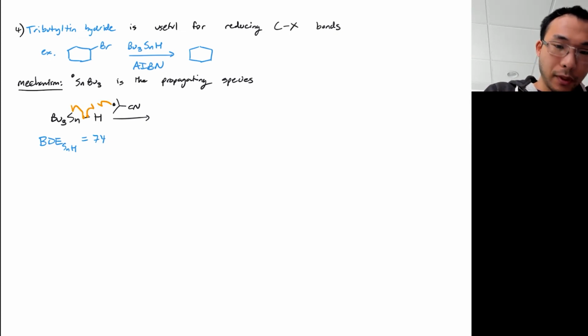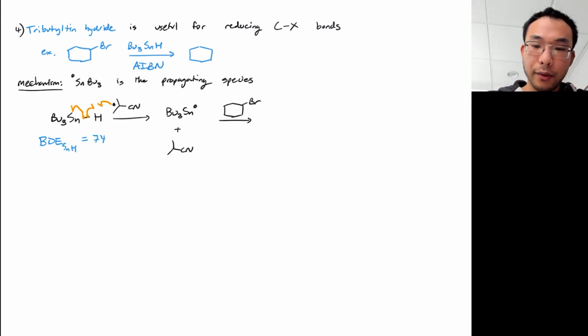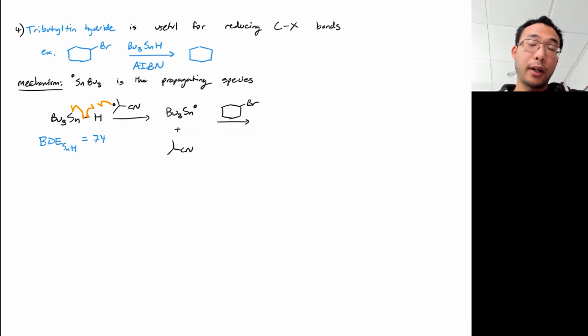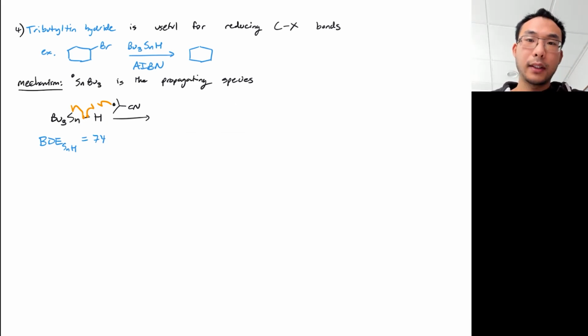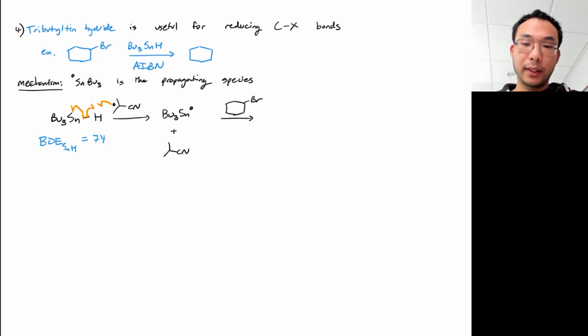Like so. That gets us to the tin radical plus the initiator byproduct. That can then react with our halogenated alkane here. So that gets us to our tin radical and, of course, the initiator byproduct. The tin radical can then abstract the bromine from our cyclohexyl bromide here.